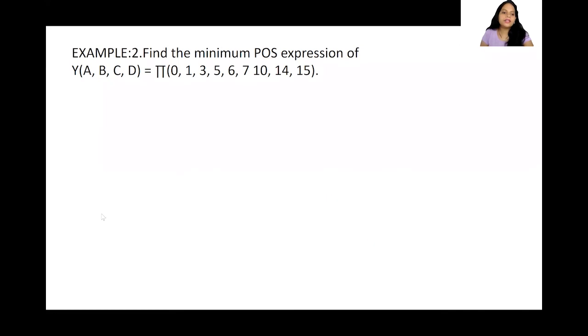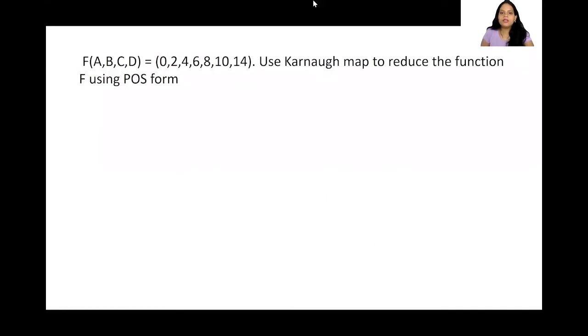Now, let's go ahead and see one more last question. Okay, so this is the given question. Use K-map to reduce using POS form. Okay, so again we need a 4 variable K-map. So let's draw that, a 4 variable K-map.